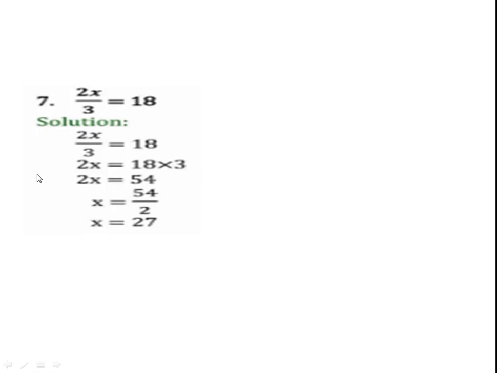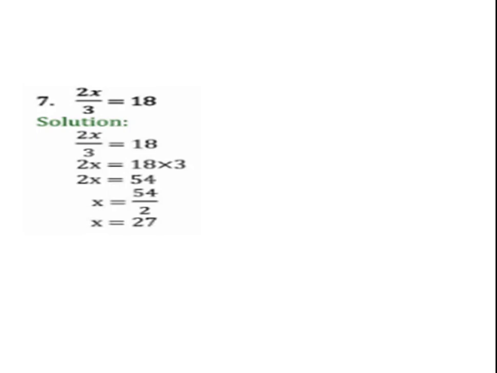18 into 3. 2x is equal to 18 into 3. What is 18 into 3? 18 into 3 is 54. 2x. What do you mean by 2x? 2 into x. So when you take 2 to the other side, it gets divided. x is equal to 54 by 2. 54 by 2, the answer is 27. So the solution of 2x by 3 equal to 18 is x is equal to 27.